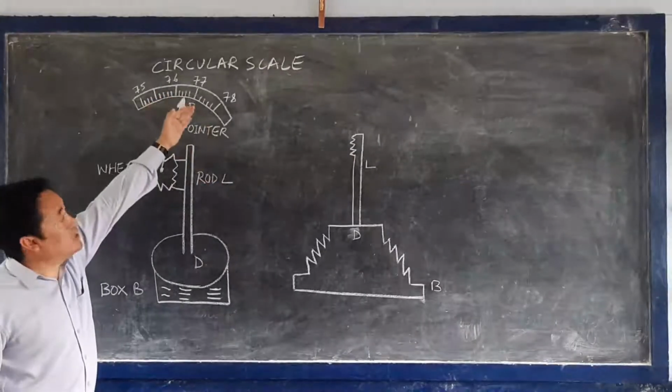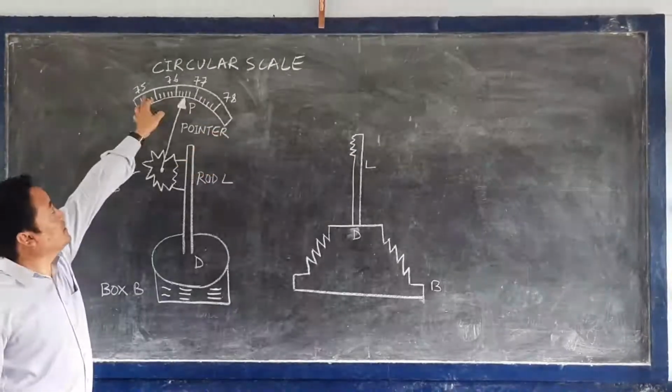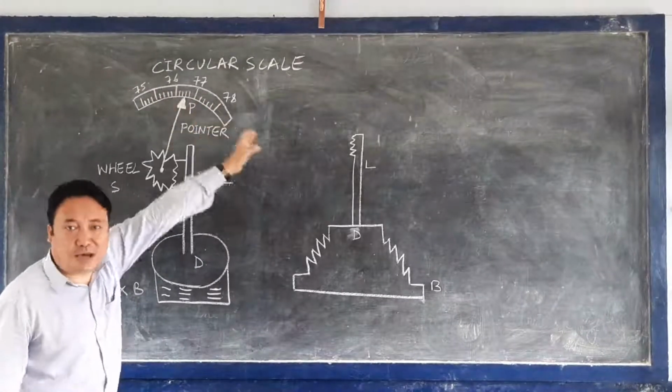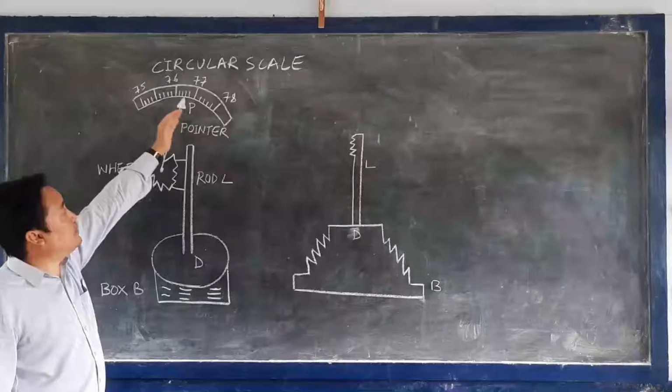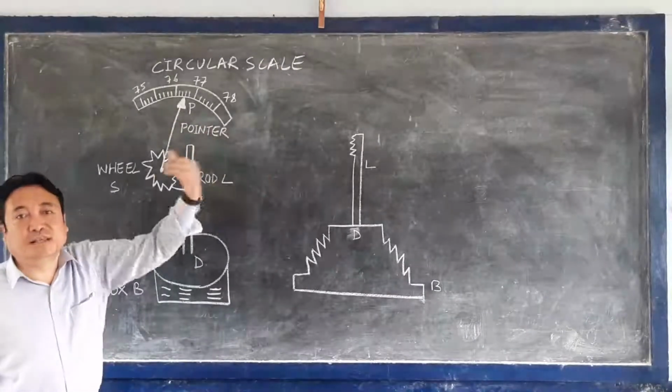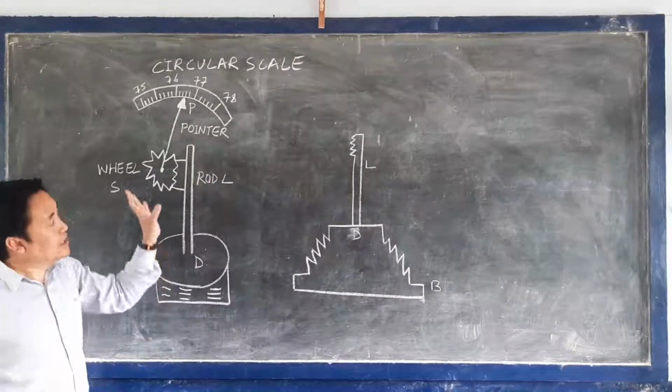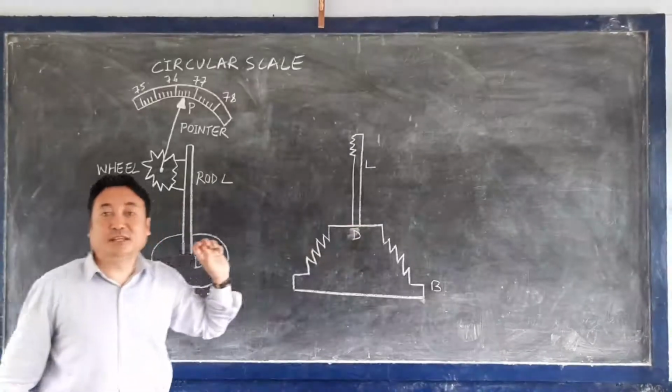And when the pointer moves in the clockwise direction on a circular scale, the calibration is already given there, graduated marks are already given there. When the pointer moves, that pointer will give the atmospheric pressure at a given height. So this happens when the atmospheric pressure increases.